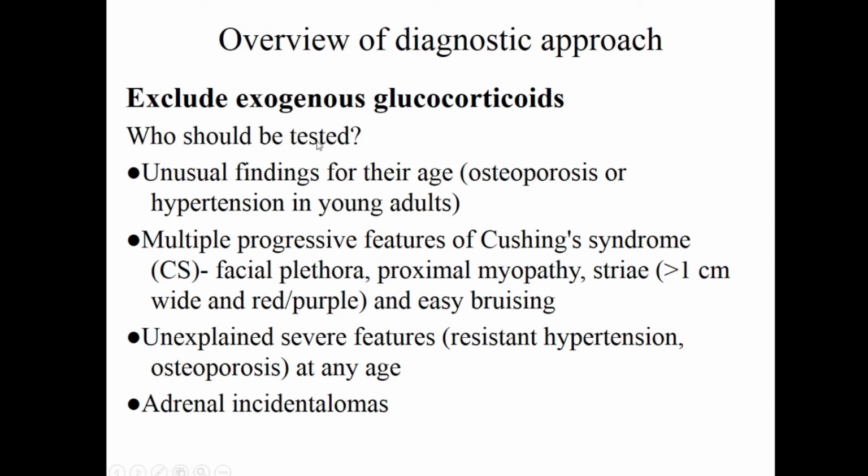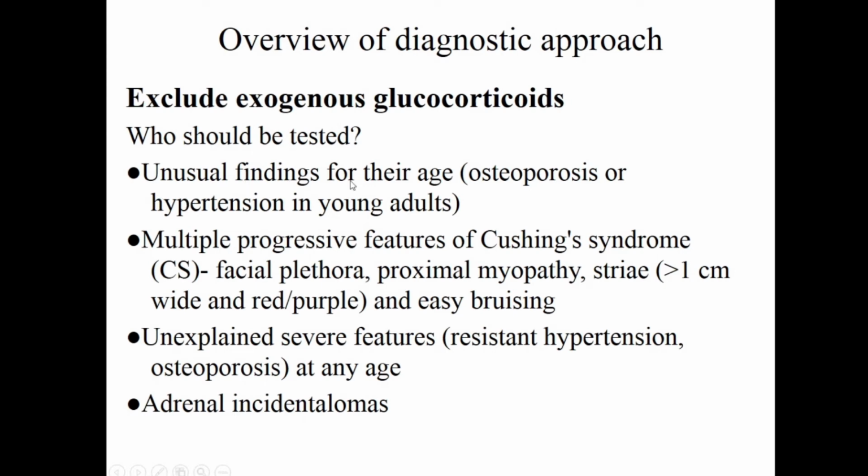So who should be tested? When a patient comes to you with weight gain and all, exclude exogenous steroids. Always ask, not only about the prescribed medications but other medications as well. Once you have excluded exogenous corticosteroid as a possible cause of Cushing's, you have to think who should be tested. Who are the people whom you should think could be suffering from Cushing's syndrome?